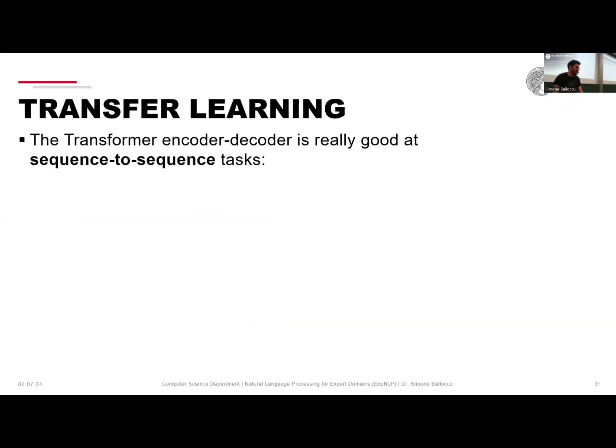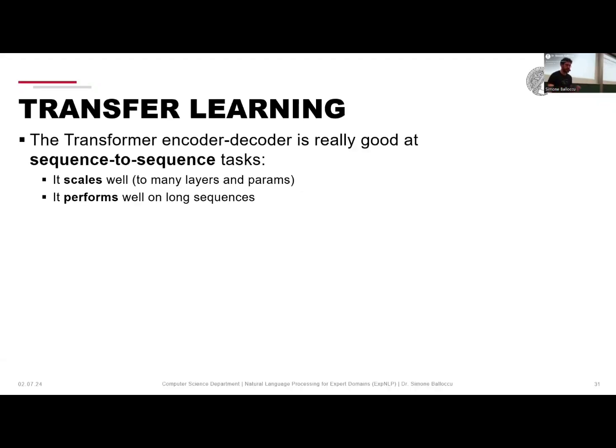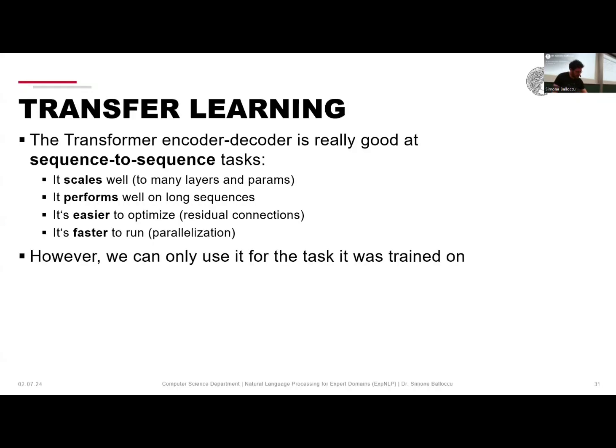So the transformer encoder-decoder is really good at this task of sequence to sequence because it scales very well, as we already guessed, to many, many parameters and layers. It performs well along sequences. You didn't see it, but I can tell you experimentally it does. It's easier to optimize because we don't allow the vector to change too much, so we have these controlled updates. And it's faster because it parallelizes the attention mechanism, which was the bottleneck before. But you can use it only for the task it was trained on, like pretty much any neural network.